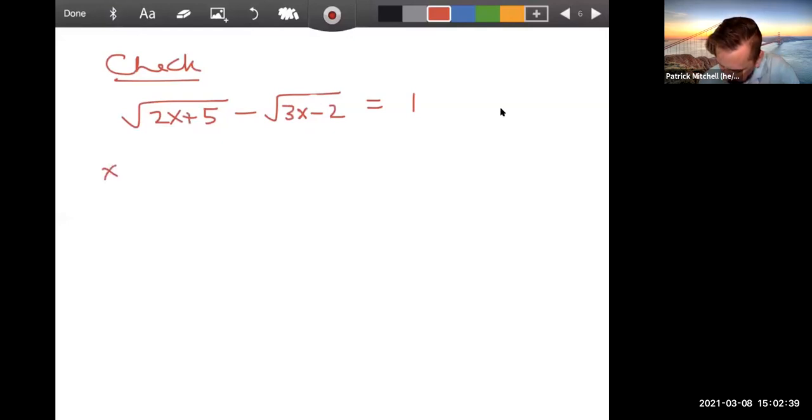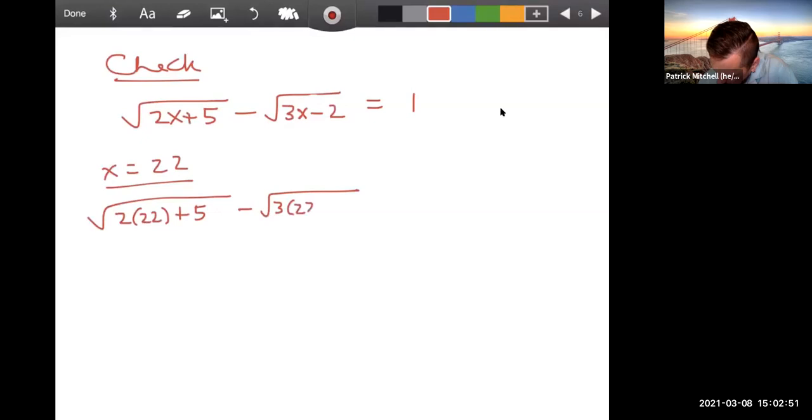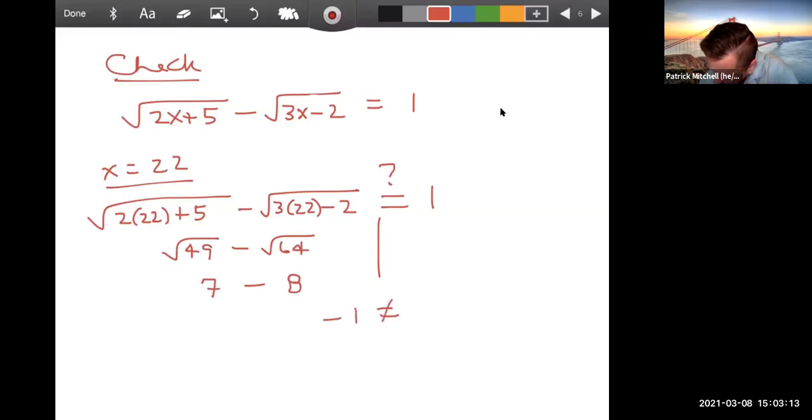So first possible solution, 22. If we do the square root of 2 times 22 plus 5, minus the square root of 3 times 22 minus 2. We want to know if that equals 1. 2 times 22 plus 5 is 49. 3 times 22 minus 2 is 64. 7 minus 8 is not equal to 1.